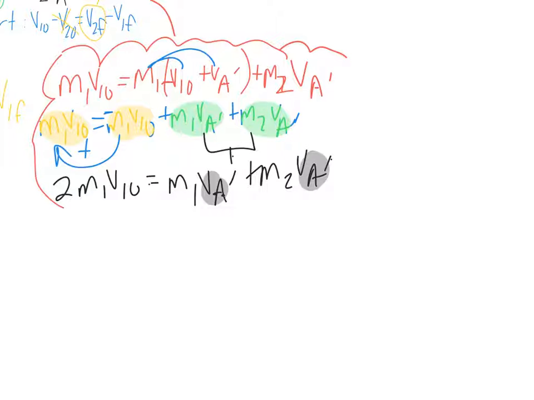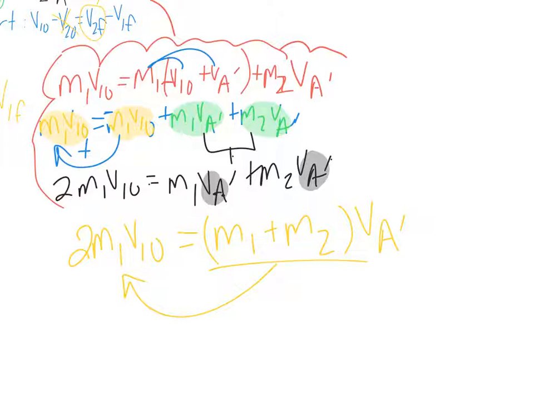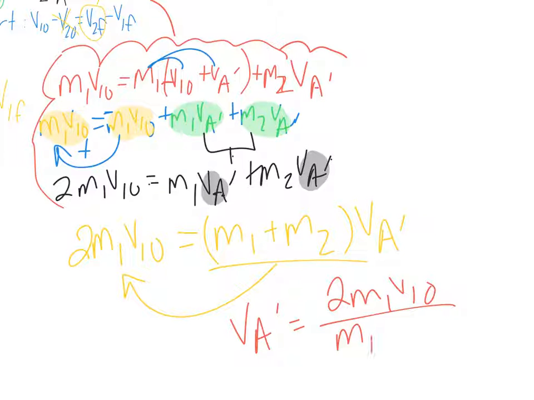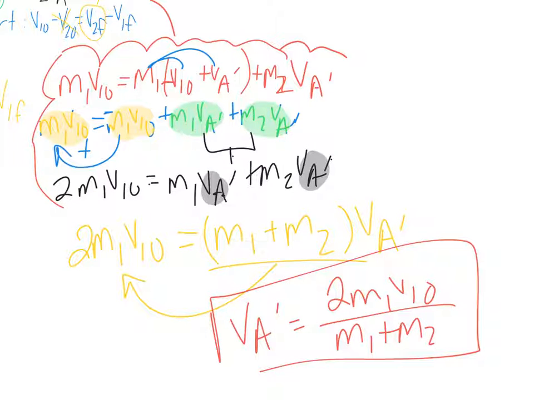So 2 M1 V1 naught equals M1 plus M2 times VA prime. Move this over by dividing. And so now I'm ultimately left with A prime is equal to 2 M1 V1 naught over M1 plus M2. So this is my A prime.